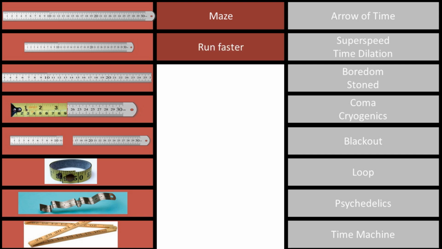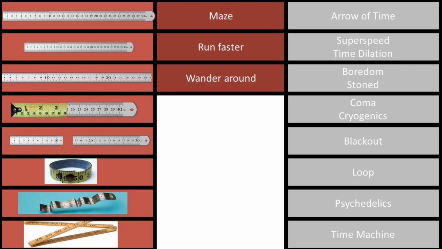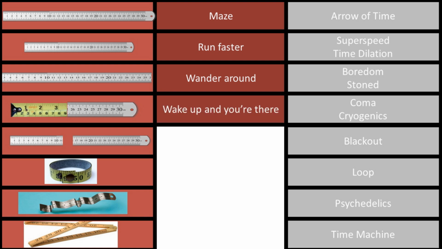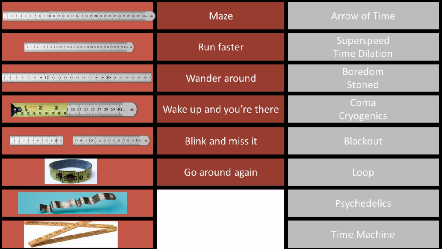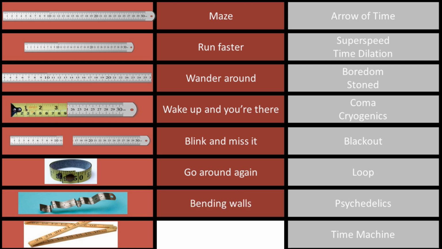If you have super speed, you can run faster in the maze. If you're bored or stoned, maybe you wander around aimlessly in the maze. If you're in a coma, maybe you wake up and someone has taken you further along in the maze. And if you black out, maybe you have a missing chunk of the maze that you didn't remember. If you're stuck in a time loop, maybe you have to go around the maze again. And if there's some kind of psychedelics under effect, maybe the walls are bending. Or if you can jump ahead or jump back in the maze, it's like a time machine. I especially want to explore these last two concepts.